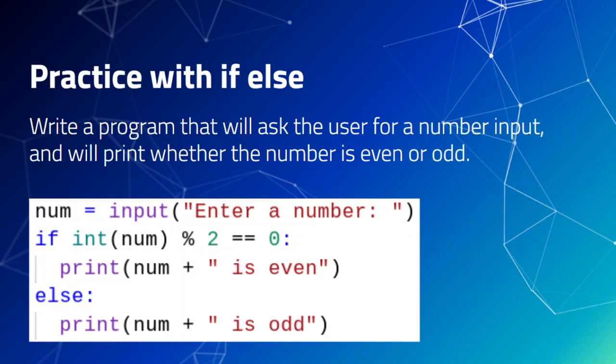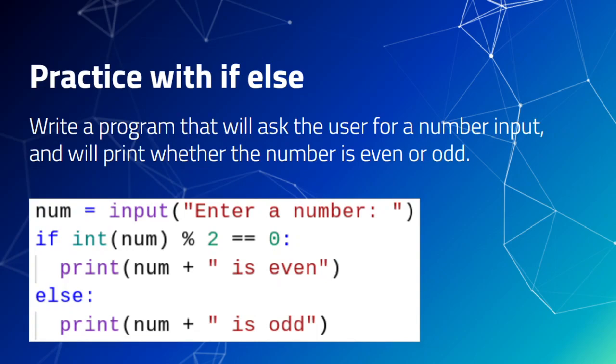So the first step is to ask the user for a number input. Let's make a variable, num, and assign to it input. This is just what we learned, how to use user input. And we tell them to enter a number. We have to remember, if we want to use it as an actual number instead of a string, we have to cast it to an int.